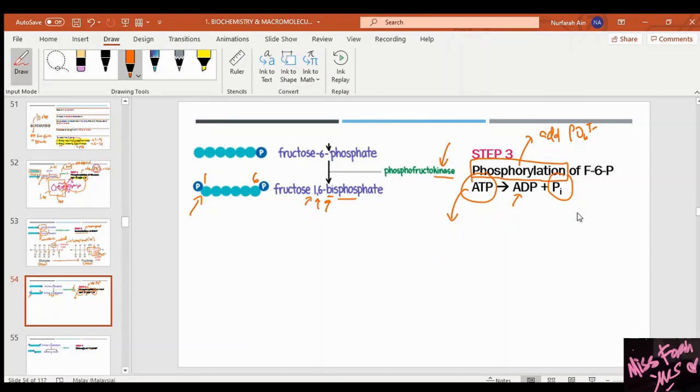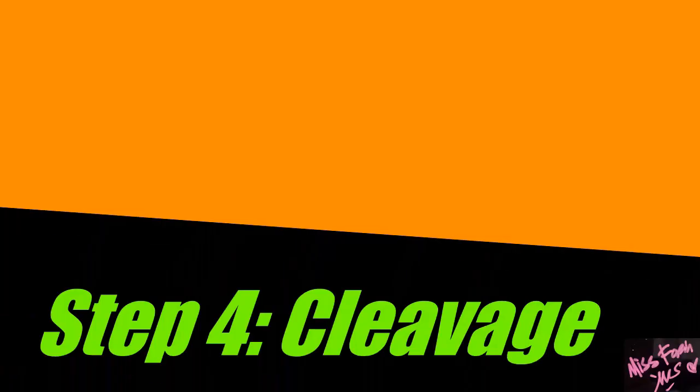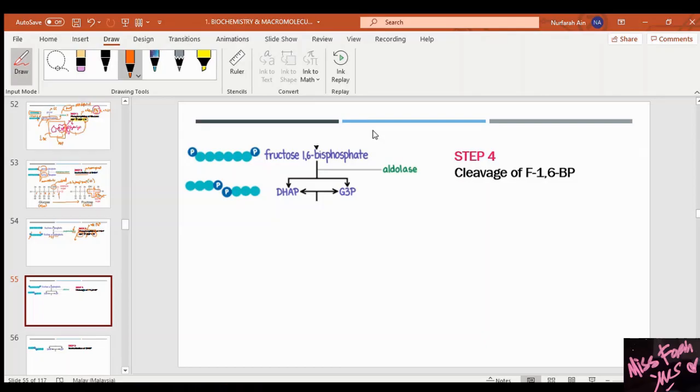So now you have used 2 molecules of ATP from your own reservoir. We are only on our third step, so we have 2 steps to go in this energy investment part of glycolysis. Okay. Now that you have fructose 1,6-biphosphate, let's proceed with the fourth step.